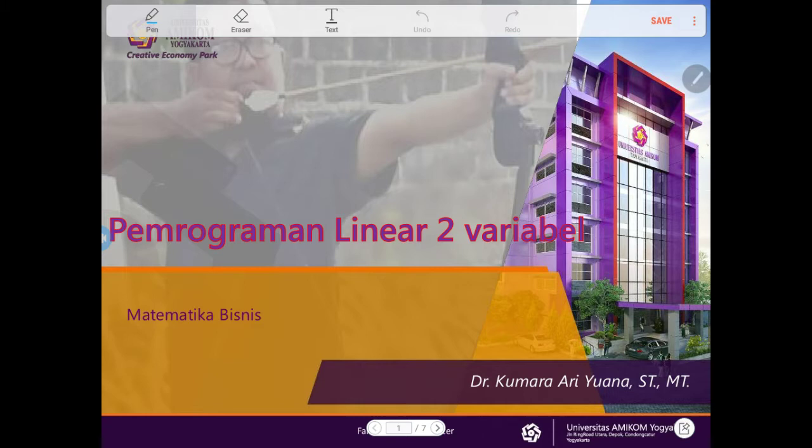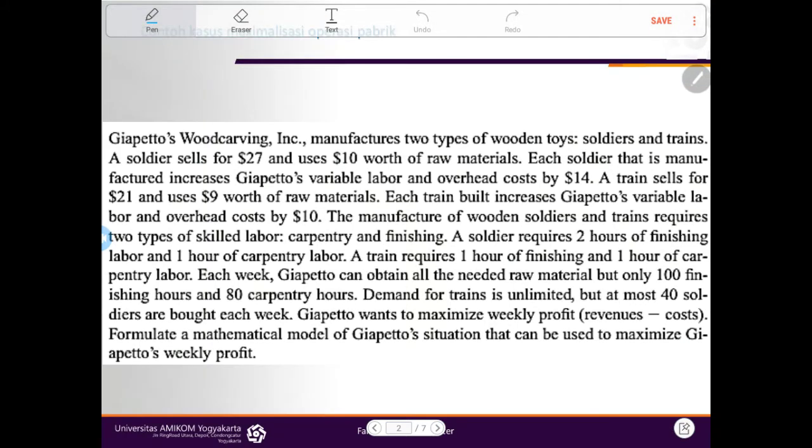Today we will continue our lecture with the topic linear programming with two variables. Okay, we will start with the idea using the problem. Today we will use the manufacturers of toys case. The manufacturers of toys make two types of product, soldiers and trains.